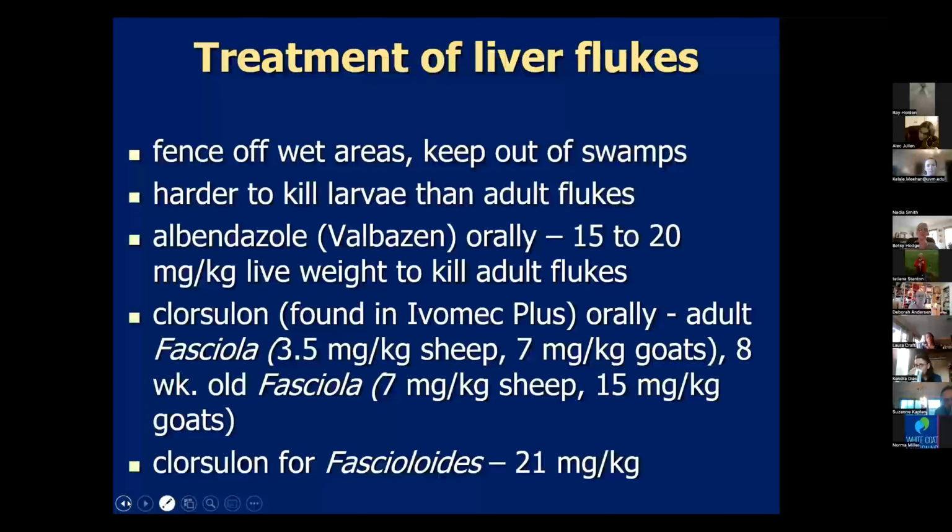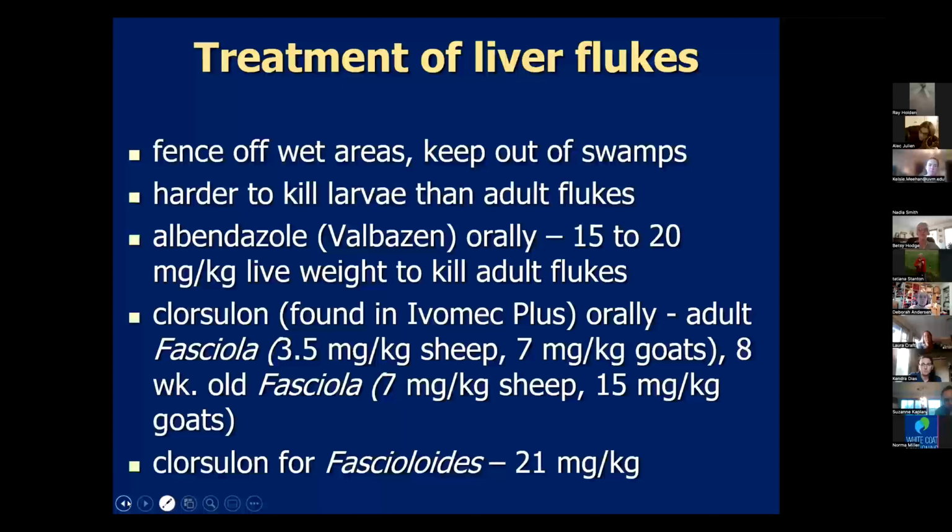So what do you do about liver flukes? You can try to fence off wet areas and stay out of the swamps. I think the way we got them is I was trying to be nice and I fenced in the corner of the woods so that the sheep would have shade. They were in a pasture quite a ways from the barn, a long way from the barn actually. In the process, the trees kept it damp and there were a lot of snails under there. So try to avoid those areas.